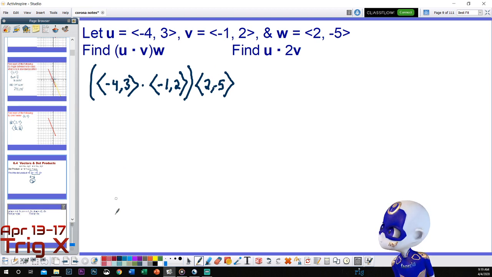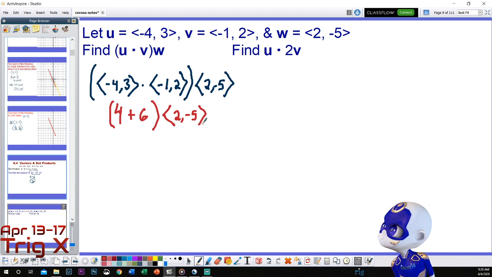Now let's do the dot product. So first I have negative 4 times negative 1, and then I have 3 times 2. Those are both positive, so I'm going to put those as pluses. And then I'm just copying my 2, negative 5 down. After this, 4 plus 6, I think you would agree, is 10.